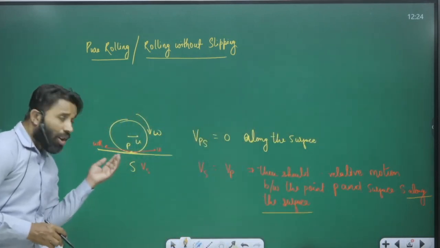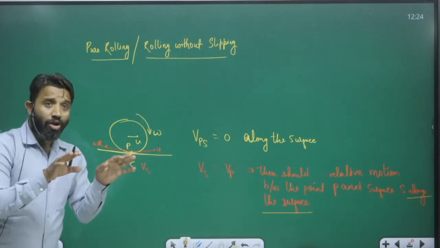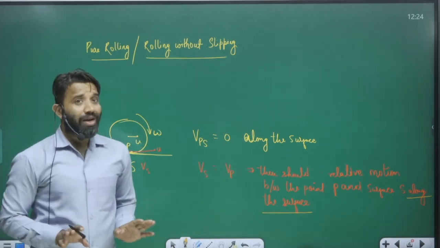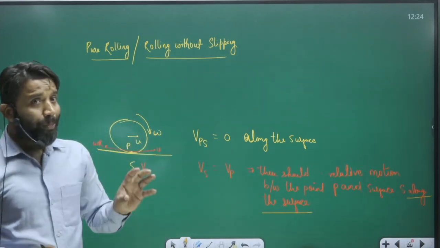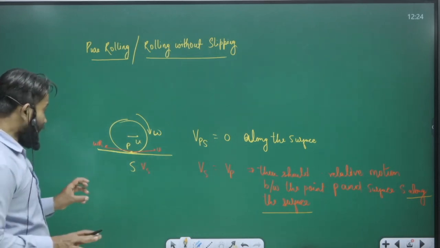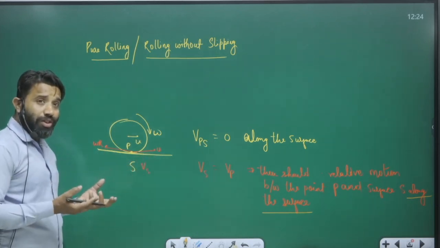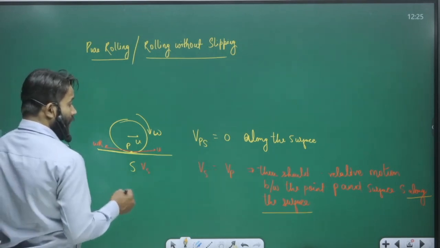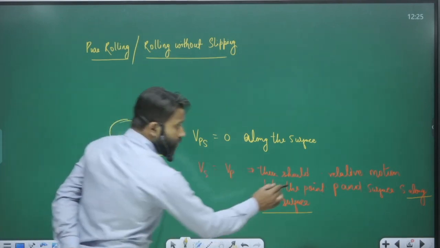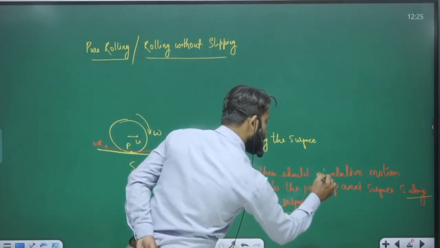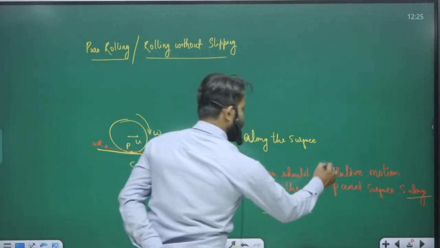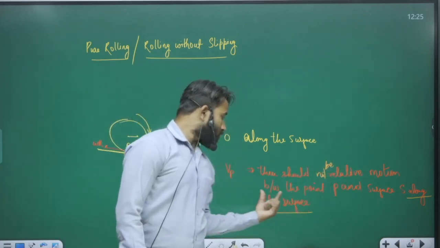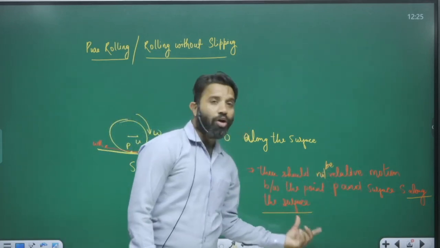This means along the surface there should not be any velocity, but perpendicular to the surface there can be some velocity. Got my point? Perpendicular to this plane there must be some velocity, or some acceleration. Again we can write there should not be relative motion between the point P and surface S along the surface.